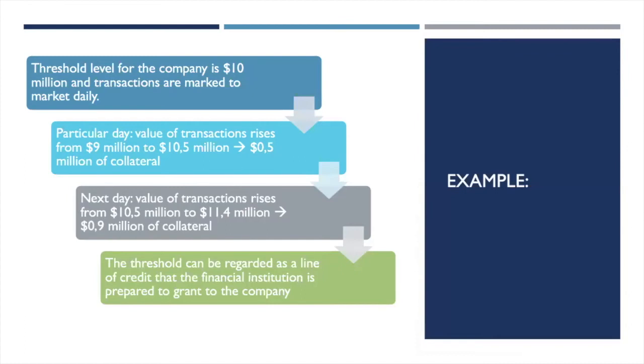We can see this in an example where we suppose that the threshold level of a company is 10 million and the transactions are marked to market daily. If on a particular day the value of the transactions rises from 9 million to 10.5 million, the institution can ask for 0.5 million of collateral. If the next day the value of the transactions rises further to 11.4 million, it can ask for a further 0.9 million of collateral. Here we can see that the threshold, in this case 10 million, can be regarded as a line of credit that the financial institution is prepared to grant the company.